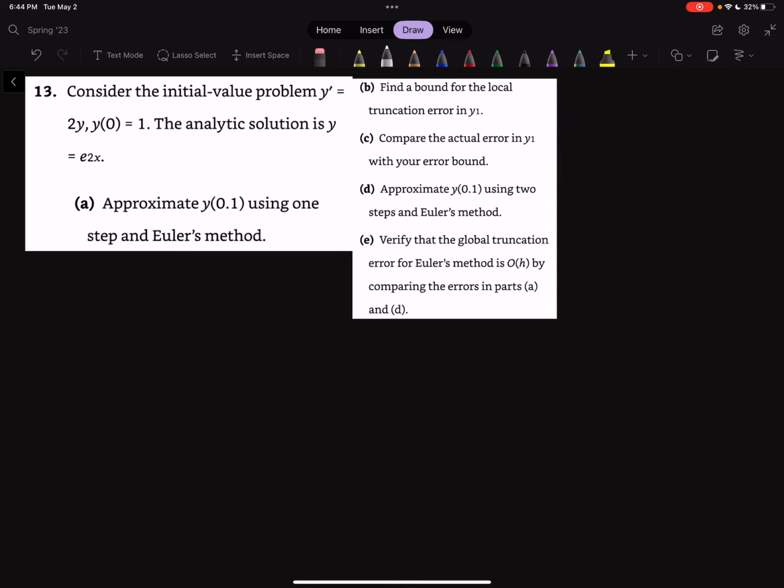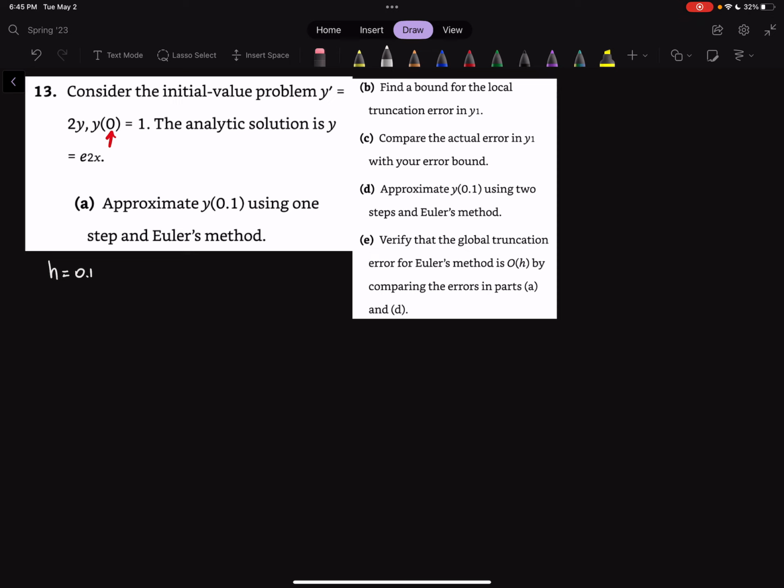Hi, consider the initial value problem, y prime is equal to 2y. The analytic solution is given because this is a non-linear differential equation. We start with A, approximate y at the x point 1 using one step in Euler's method. So we know the step is going to be 0.1, because if we have to get at an x of 0.1 in one step from 0, and we start at x equals 0 here, the only way is to have a step of 0.1.